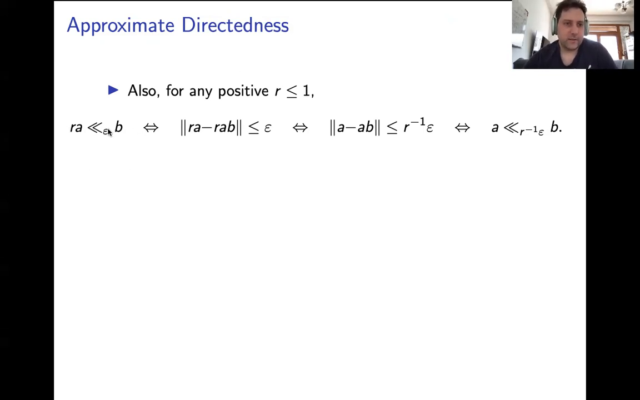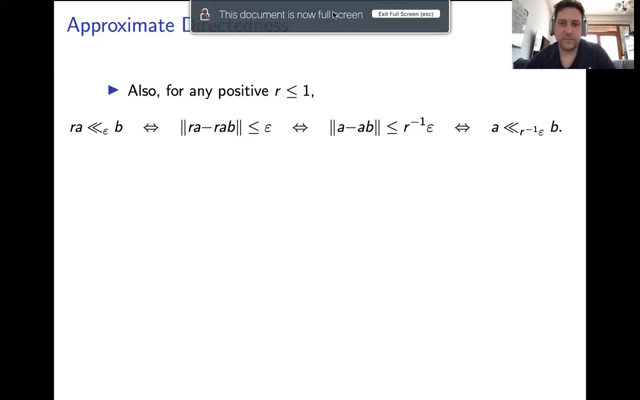Okay, so if you have an expression and you know that R of A is dominated by B modulo epsilon, well, then it actually also follows just by this chain of equivalences, just definitions, that in fact A is also itself almost dominated by B, just with a slightly different approximation. With instead of epsilon, now you have R inverse epsilon.